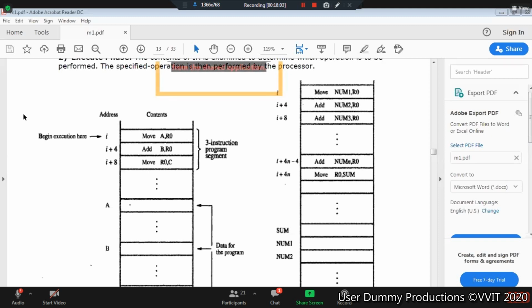Next. Yes, ma'am. Then it moves the content of R0 and transfers it to C. Memory location C. Memory location C. Don't make that mistake.